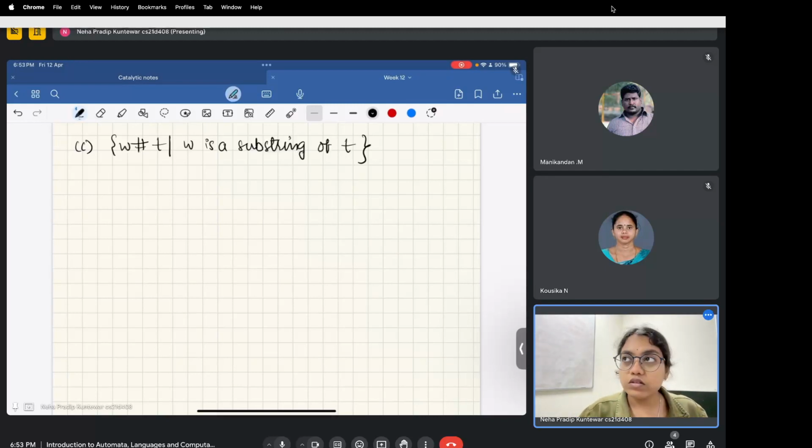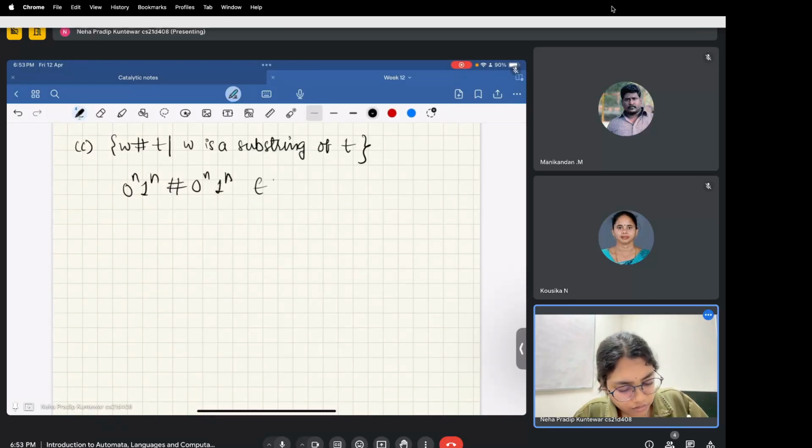Suppose the string that we are looking at is 0^n 1^n # 0^n 1^n. So this is a valid string in the given language, because any string is a substring of itself. So in this case w and t are equal, but w is still a substring of t, so it is still in the language.